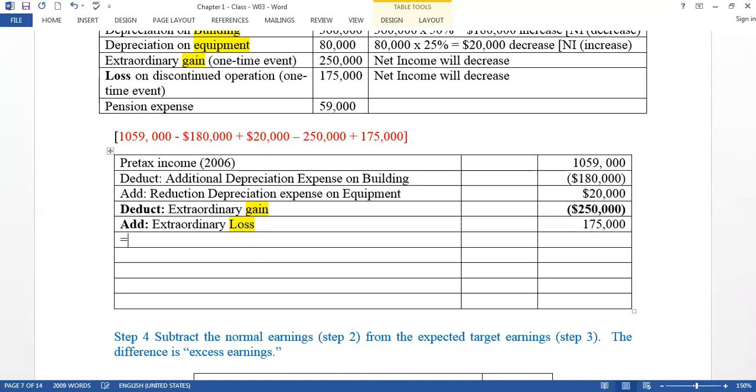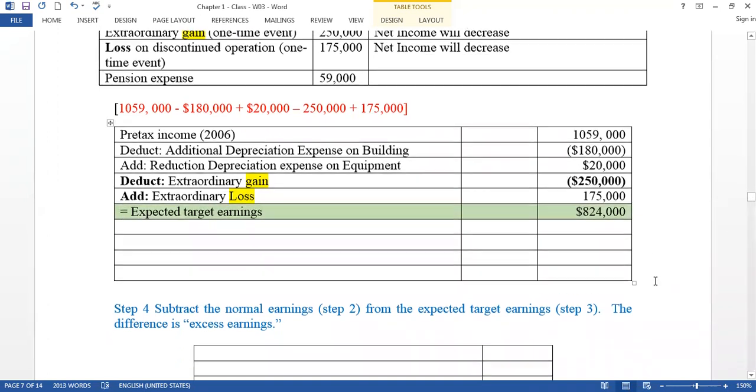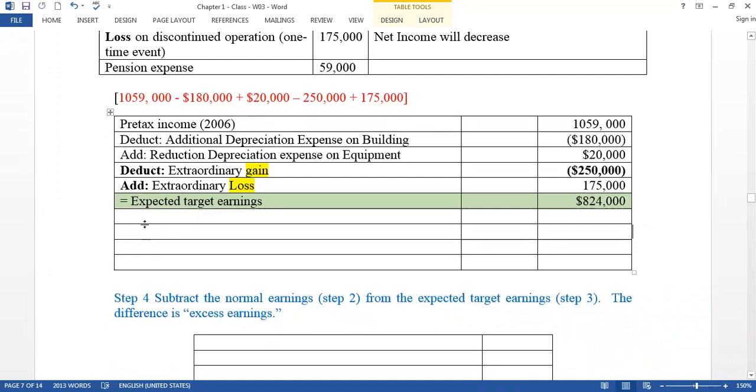And after that, by doing this plus and minus, we're going to get the expected target earnings. The amount is $824,000. So this is our expected target earnings. Okay, these are expected target earnings. Do you have any question up to here?